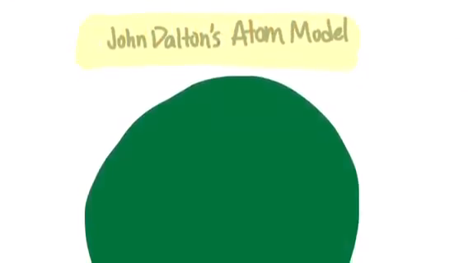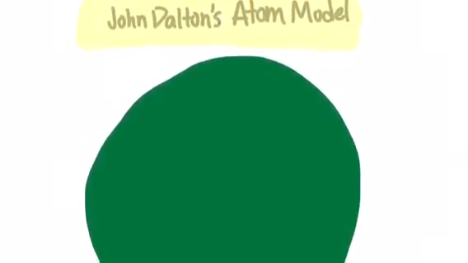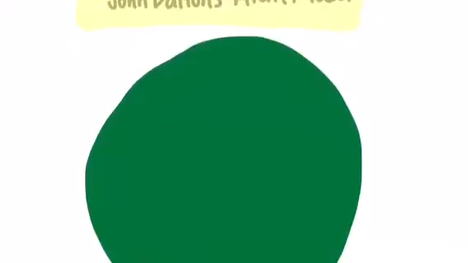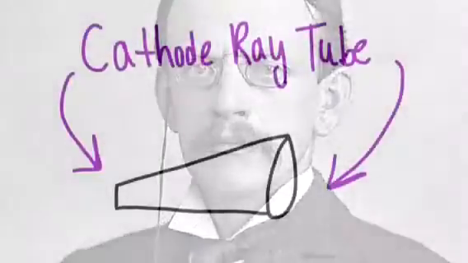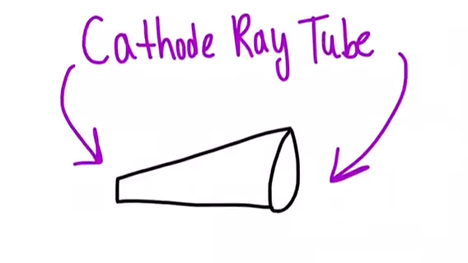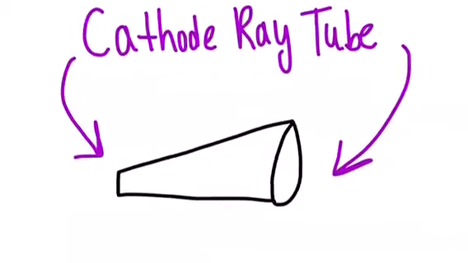John Dalton pictured that atoms were solid spheres, and his idea that atoms are indivisible was true for almost 100 years until the work of J.J. Thomson. In the late 1800s, a man named J.J. Thomson discovered that atoms could be divided, and he also discovered a negatively charged part of the atom called the electron. He worked with the cathode ray tube, which was a sealed glass container.